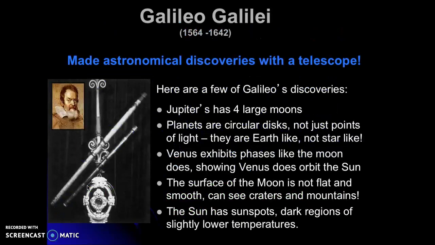Now, in addition to Kepler, Galileo in the late 1500s made some observational discoveries with his telescope, which really helped solidify the heliocentric view. So a few of Galileo's discoveries were Jupiter has 4 large moons. He discovered that planets are actually circular disks and not points of light. And especially important, he noticed that Venus exhibits phases just like the moon does. This proved that Venus does in fact orbit the sun.